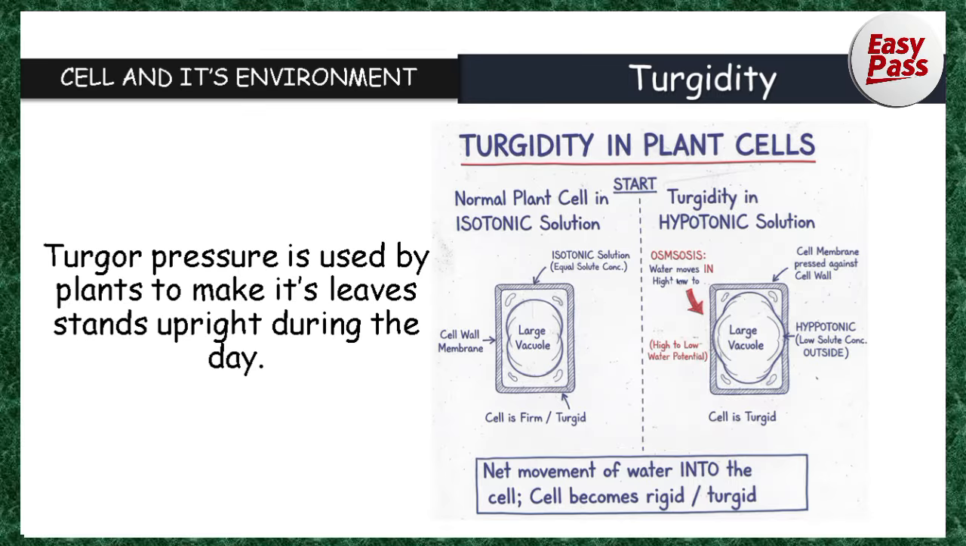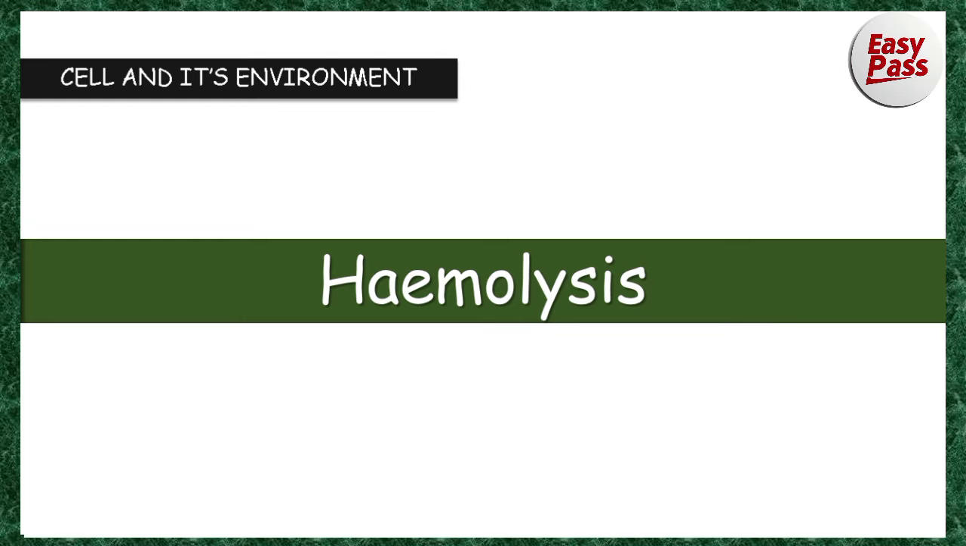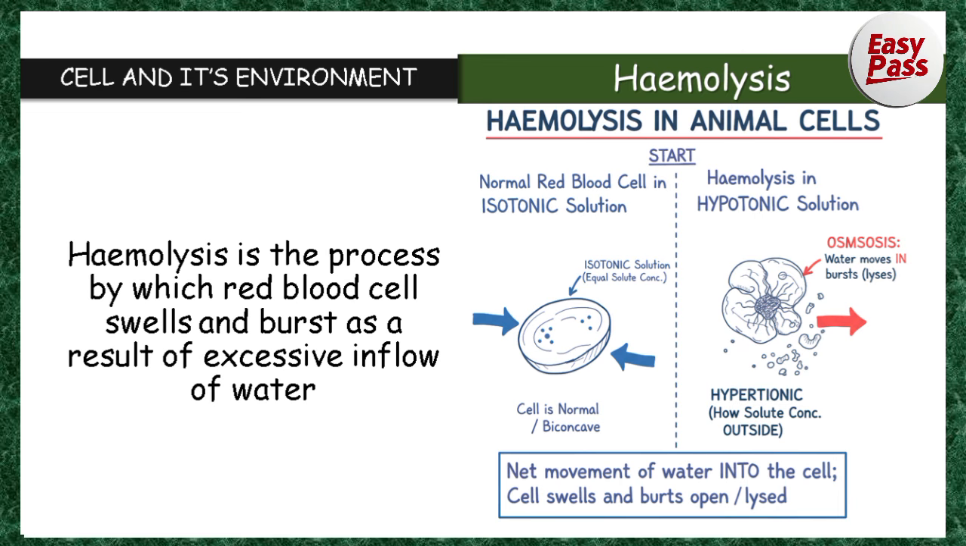Now the last one is hemolysis. What is hemolysis? The word hemo has something to do with blood, while lysis, as I've said in the previous class in biology, means breaking down. So hemolysis is the process by which a red blood cell swells and bursts as a result of excessive inflow of water. So when there is excessive endosmosis, the red blood cell will swell and burst. In that process, we say hemolysis has occurred.